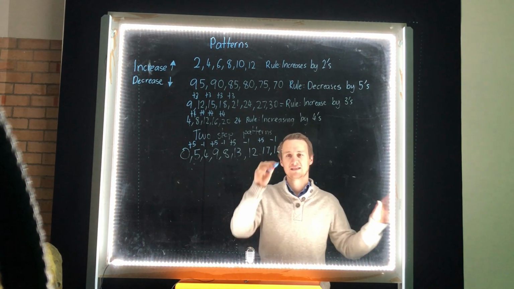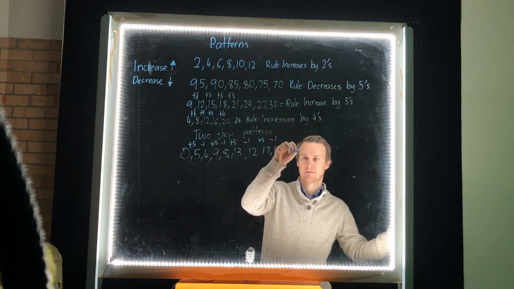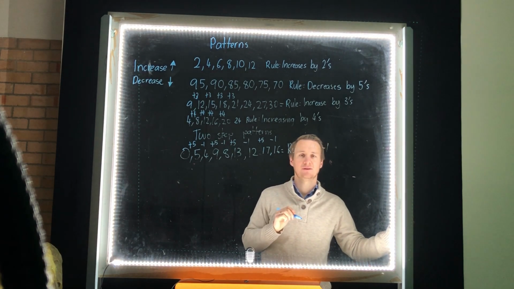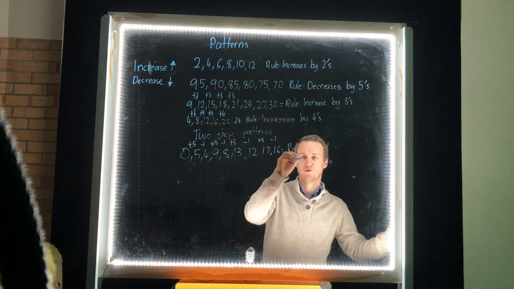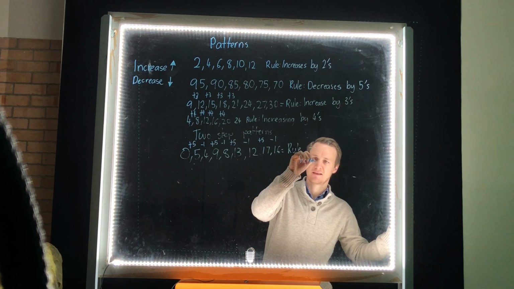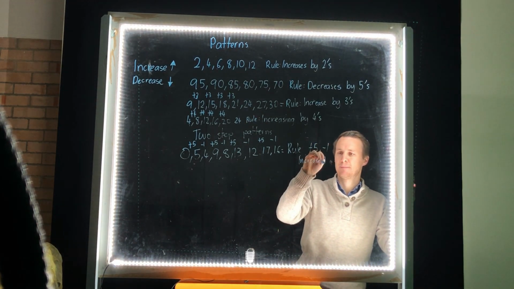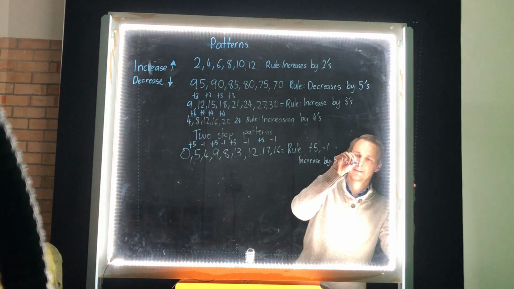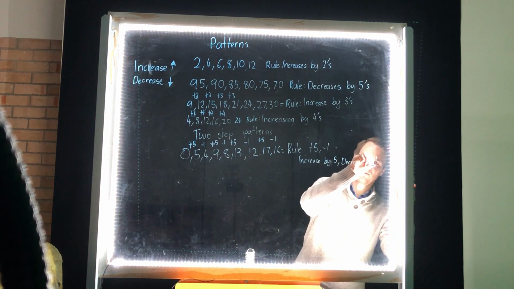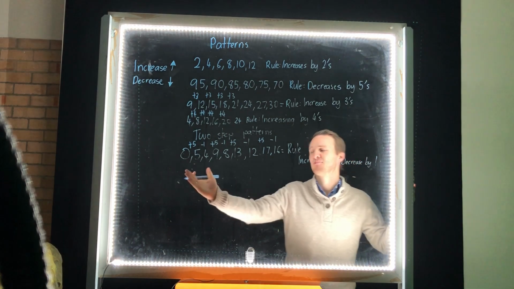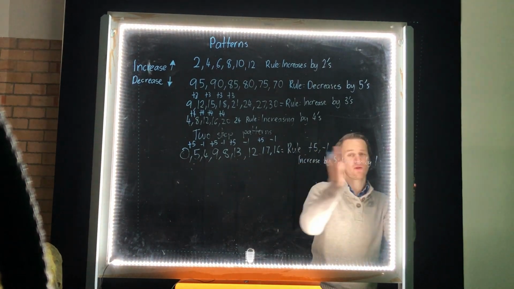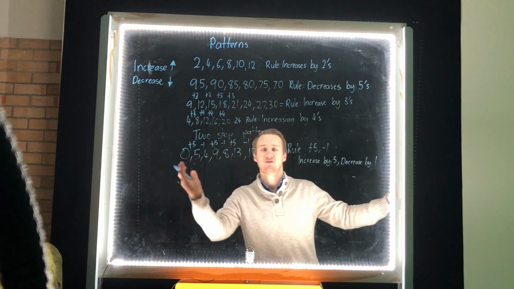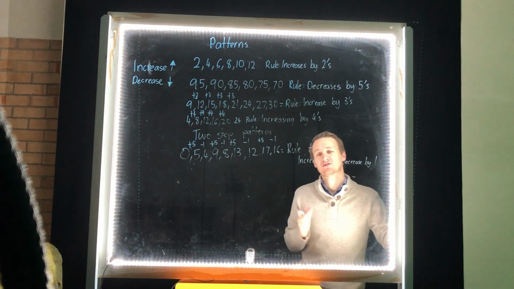So my rule for this one is plus 5, take away 1, or increase by 5, decrease by 1. And if you kept following that on, that pattern would make sense all the way because you looked up here and you figured out where the pattern should be and then you know how to continue it on. So that's how you can do a two-step pattern.